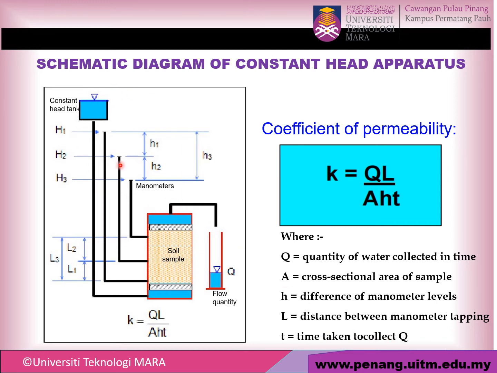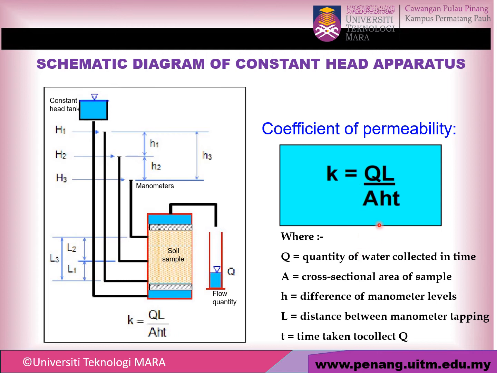Alright, so look at here how to determine H and L. For example, this is manometer A, B, and C. So H1 is A minus B, and L1 is the distance between tapping points A and B. H2 is the height B minus the height C, and L2 is the distance between tapping points B and C. So this is how to determine the values of L and H.